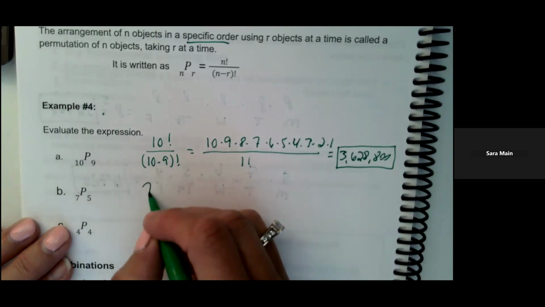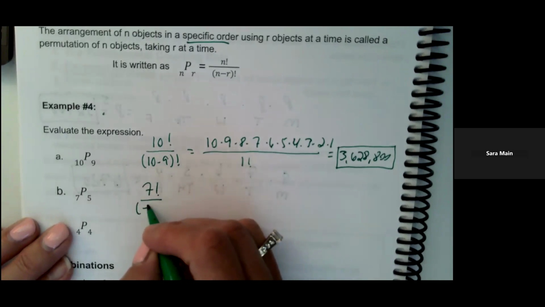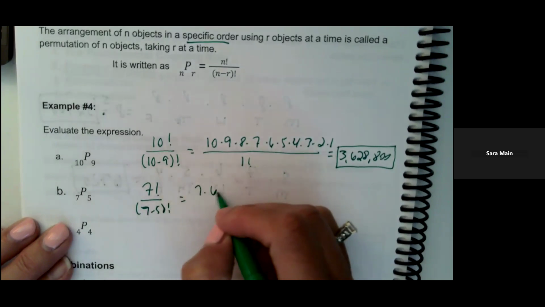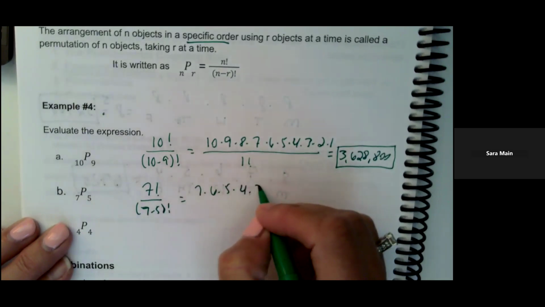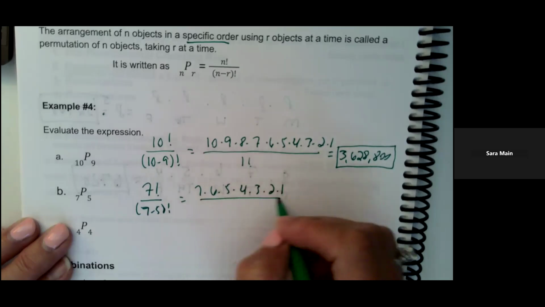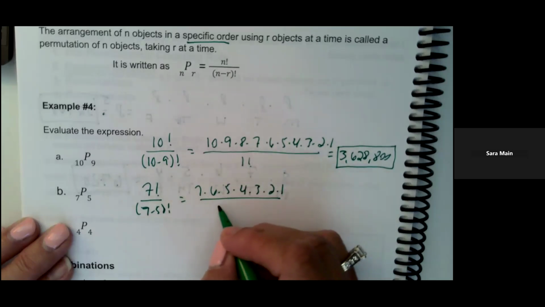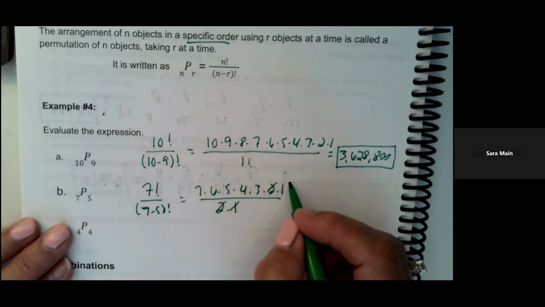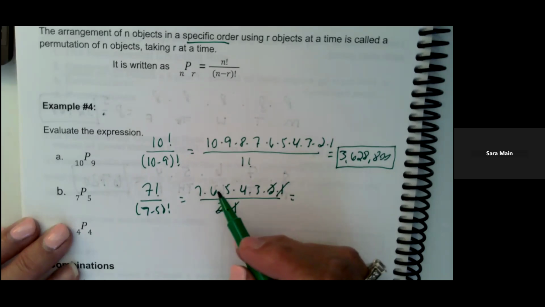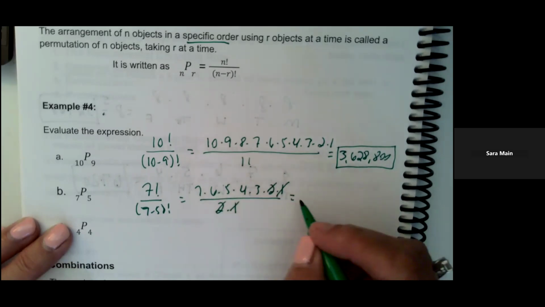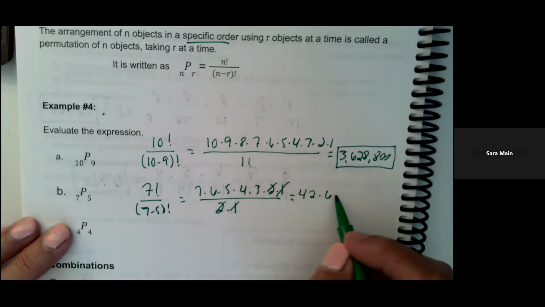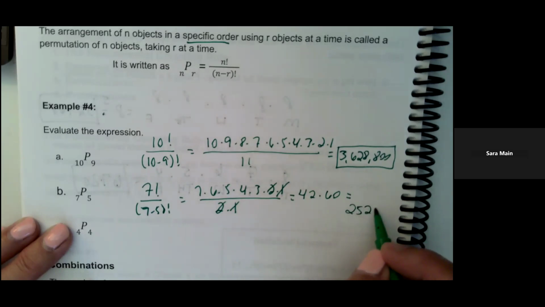7P5 is 7 factorial over 7 minus 5 factorial. So that's 7 times 6 times 5 times 4 times 3 times 2 times 1 all over 7 minus 5, which is 2 factorial, which is 2 times 1. And you can cross out the 2 and the 1. So we have 7 times 6 is 42, times 5 times 4 is 20, times 3 is 60. So 42 times 60 is 2,520.